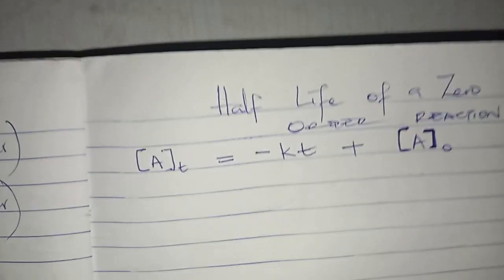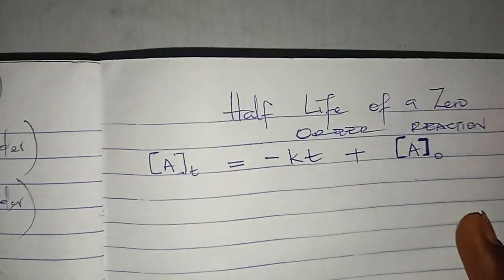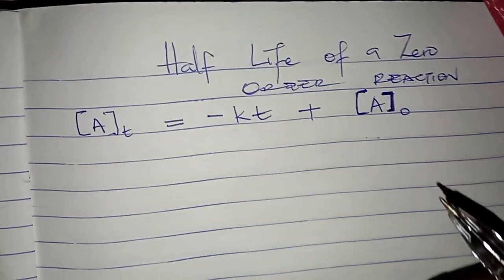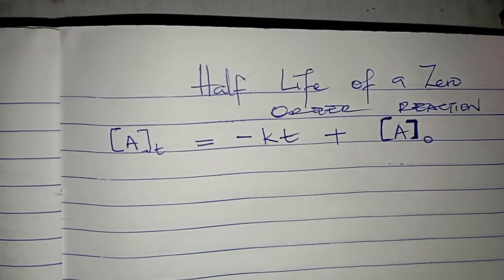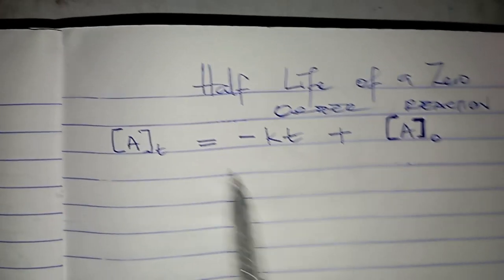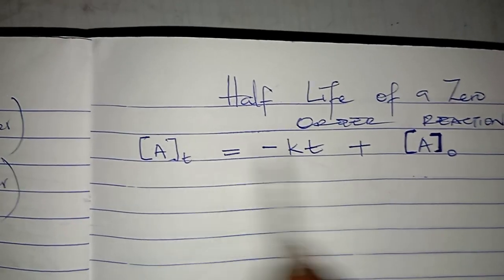Today we are going to be treating the half-life of a zero-order reaction. So, how to find the half-life. For us to do this, we need to remember that we've derived the integrated rate law for a zero-order reaction. So that is what we use. Check my video on rate law.